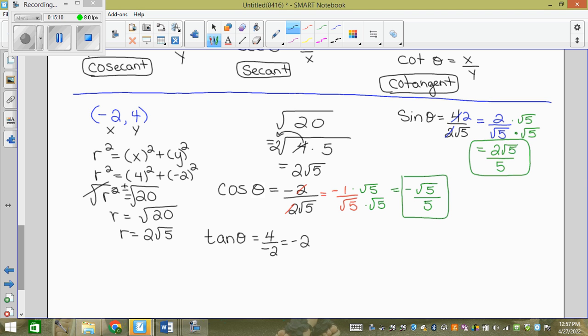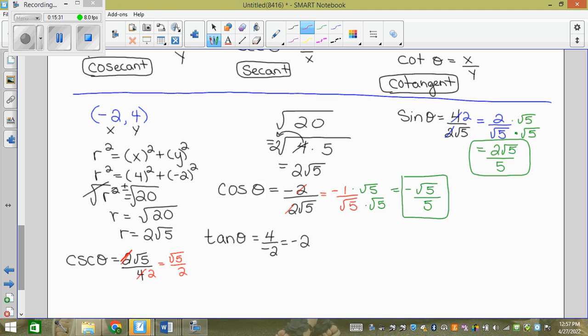And then we do the reciprocal trig identities. So what goes with sine? Cosecant. Its bestie is cosecant. So if it's sine, you flip it, this is the flip of y over r. So it's going to be 2 root 5 over 4. And then I can actually take a 2 out of both, and I'm left with root 5 over 2.